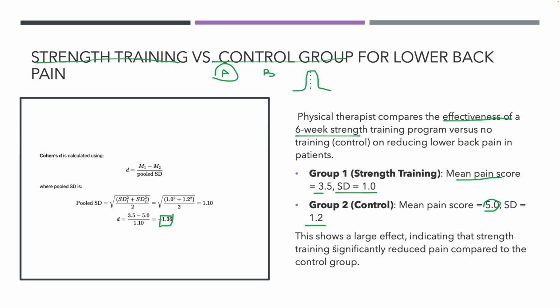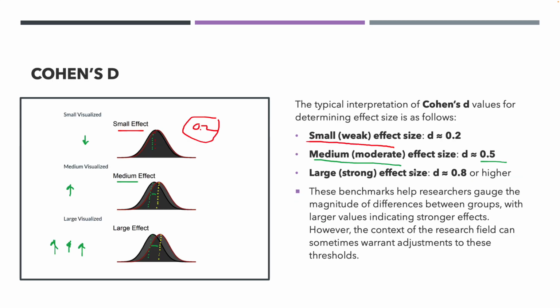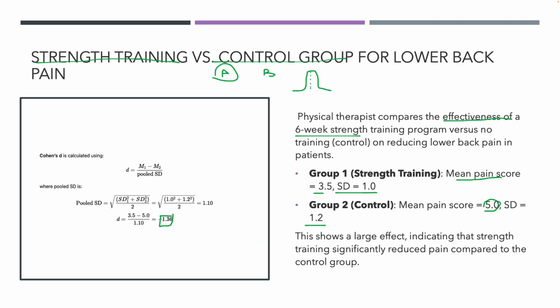Now let's go back. Where was that at? And I told you here that anything over a d value of 0.8 or higher is a pretty strong score. So if I go back over here and I look at this, well, 1.36, that's a pretty strong difference. That's a strong effect size. So this shows a large effect, indicating that strength training significantly reduced pain compared to the control group.